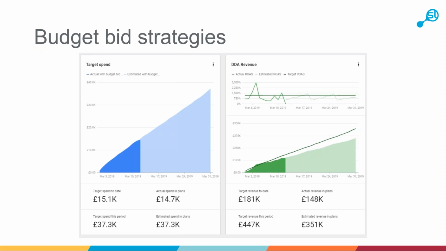You can also add in seasonality adjustments. If you know in advance that conversion rates will shift significantly, for example, ahead of Black Friday, you can educate the bid strategy to optimize, including that knowledge.